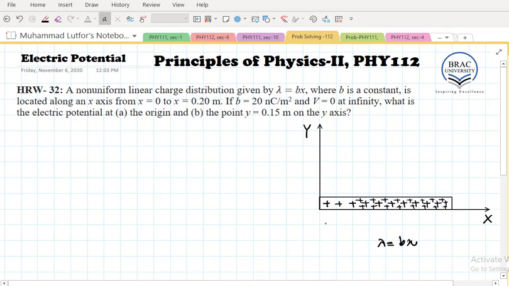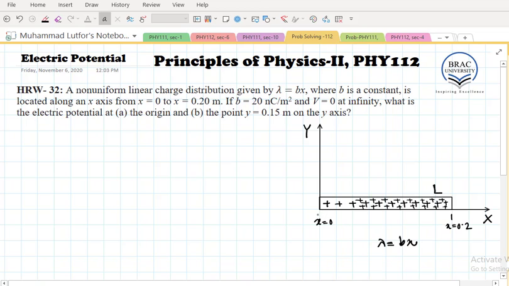We consider that the rod has a length L. It is situated along an axis starting from x equal to 0 to x equal to 0.2, so the length of the rod is 0.2 meter.